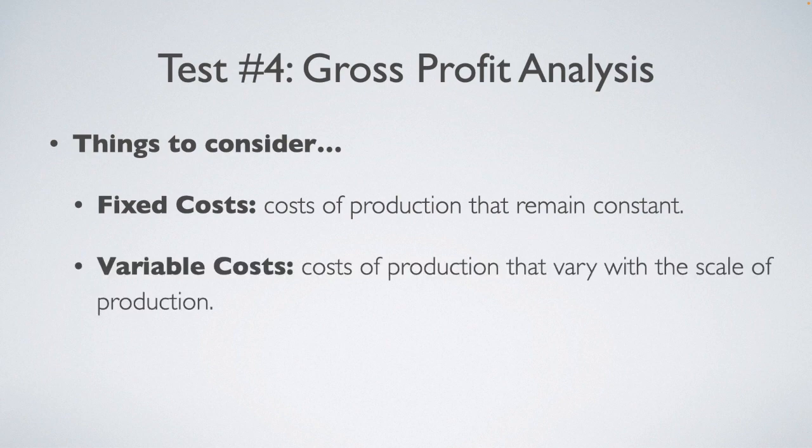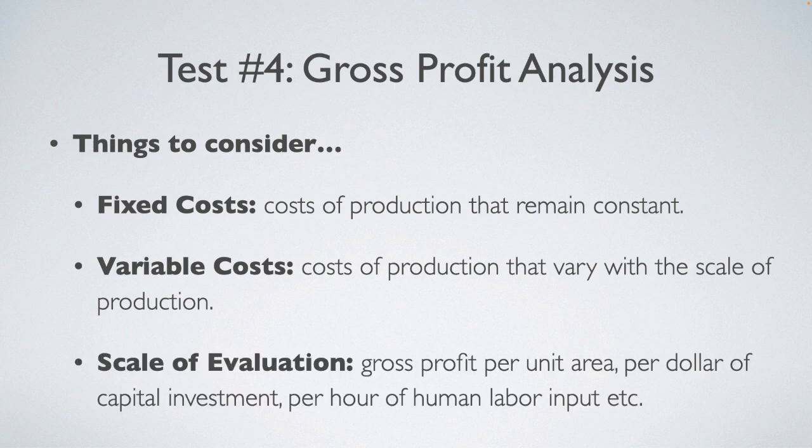Then we have variable costs. Those are the costs that vary with the scale of production. Using the sawmill example again, this includes things like replacement chains, fuel, lubricant, regularly scheduled maintenance hours. The more wood I mill, the higher these costs are going to be. And third, you need to look at the scale of evaluation. You need to determine what metric you're using to evaluate a given enterprise.